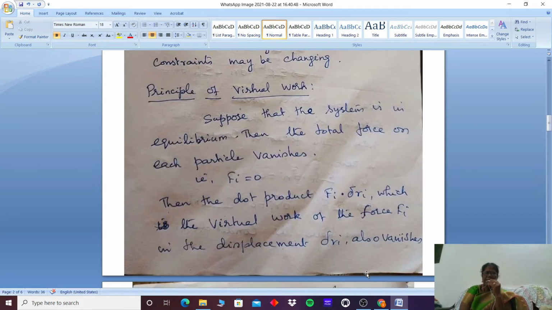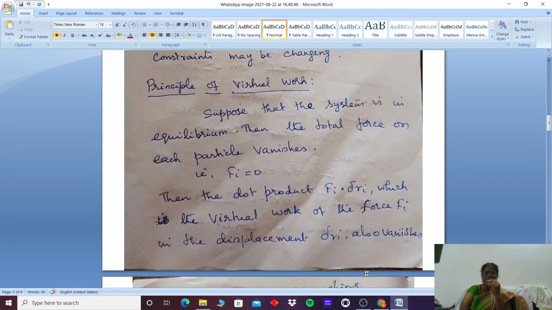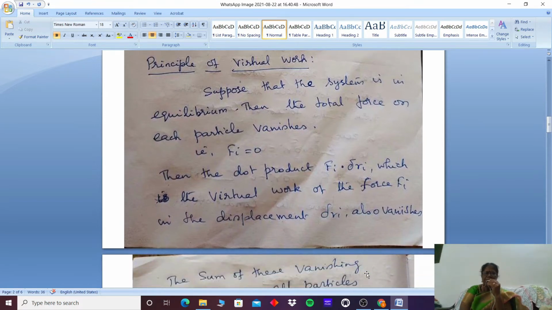Principle of virtual work. Suppose that the system is in equilibrium, then the total force on each particle vanishes. Because if the system is in equilibrium, that means the system is not moving, that is, it is in the stagnant position. So there won't be any force acting on the particle. So we can take that force as equal to 0.